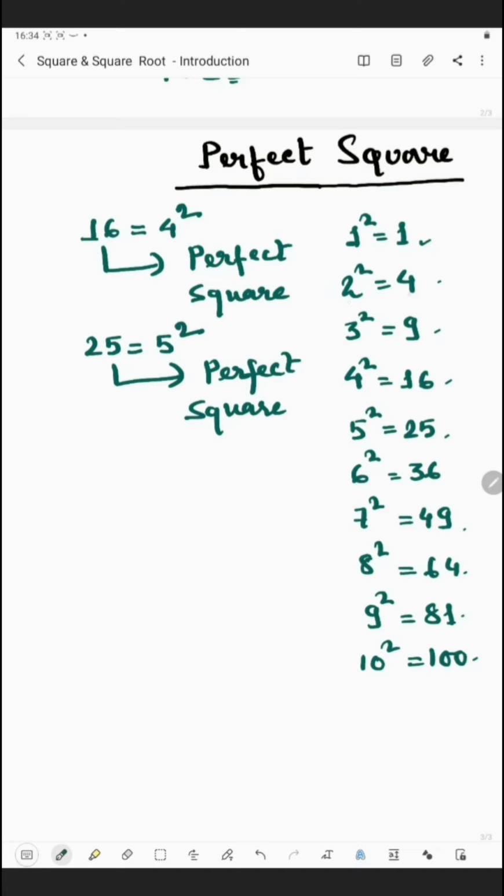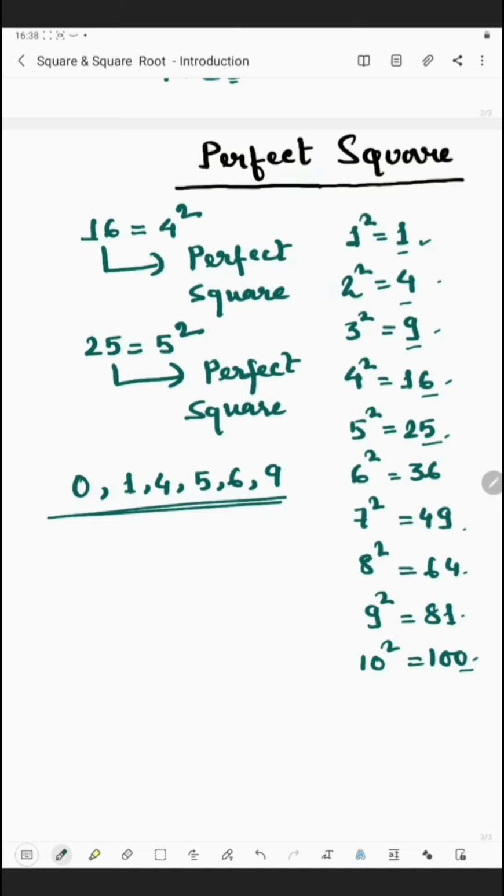Like 2 square means 4, so 4 is a perfect square number. 3 square means 9, so 9 is a perfect square number. Similarly, 9 square means 81, 81 is a perfect square number. 10 square is 100, so 100 is a perfect square number. So that means if the number ends with 0, 1, 4, 5, 6, 9, then the number may be a perfect square number.